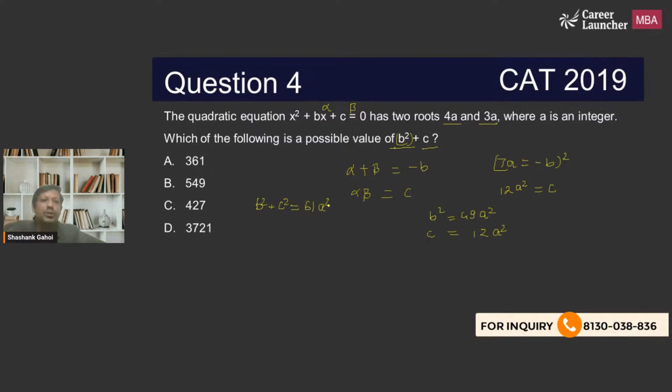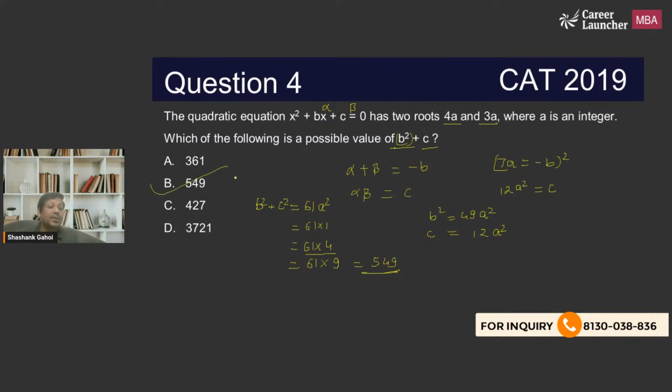Okay, so if a is 1, what will come? 61 into 1, right. If a is 2, then 61 into 2 square, that is 4, so 244, which is not in the options, right. What if a is 3? So 61 into 3 square, which is 9, right? So this comes out to be 549. So basically, is it in the options?